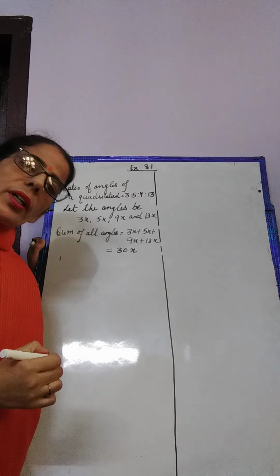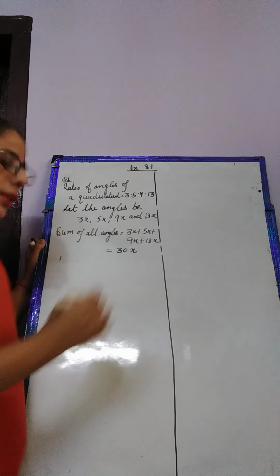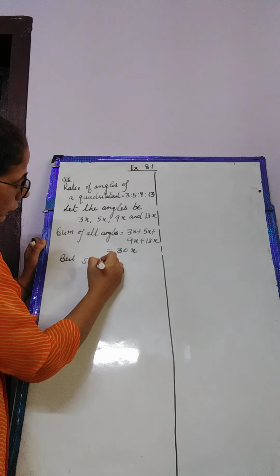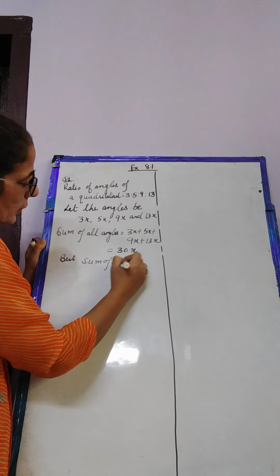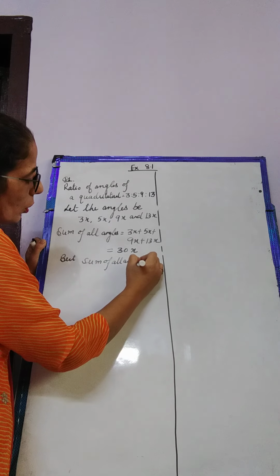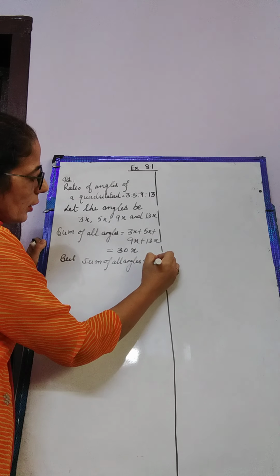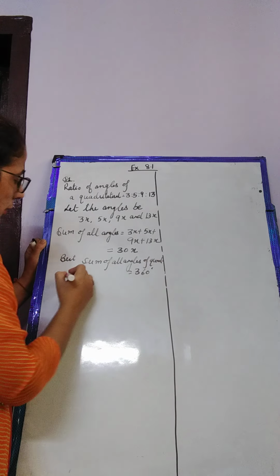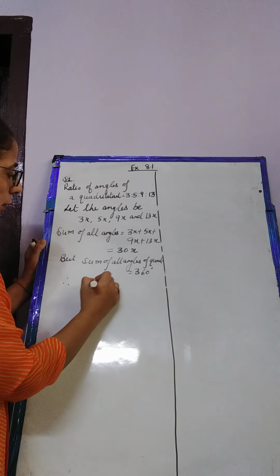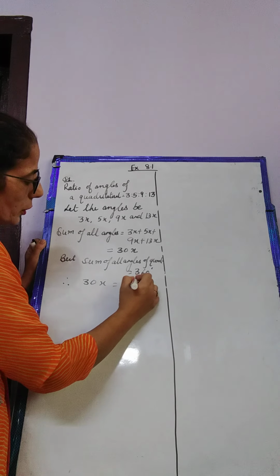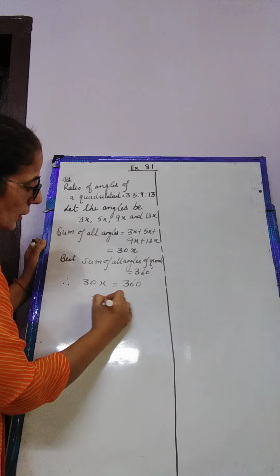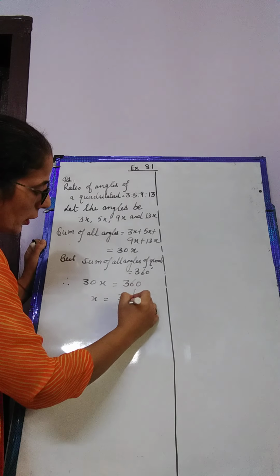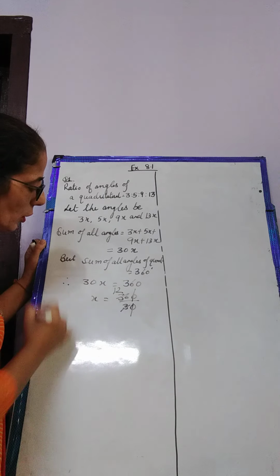What is the sum of angles of a quadrilateral? 360 degrees. The sum of all angles of a quadrilateral is equal to 360 degrees. Therefore, 30x is equal to 360. So, x will be equal to 360 upon 30. So, x will be equal to 12.